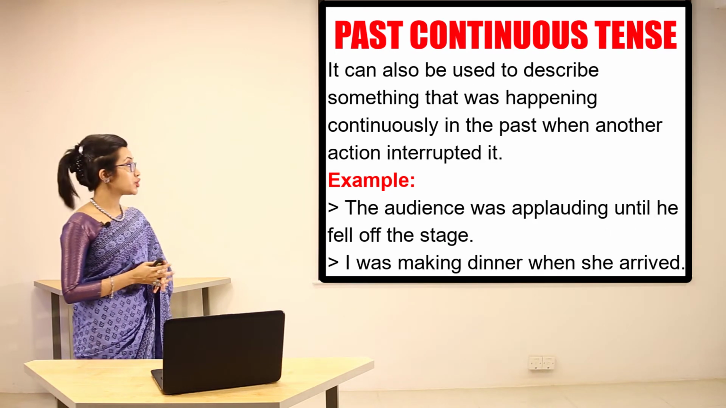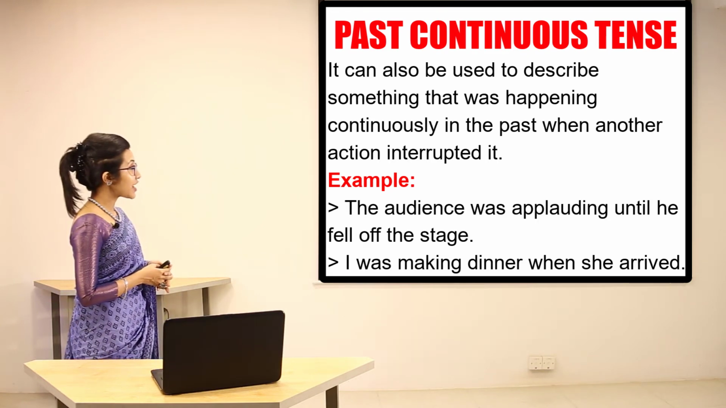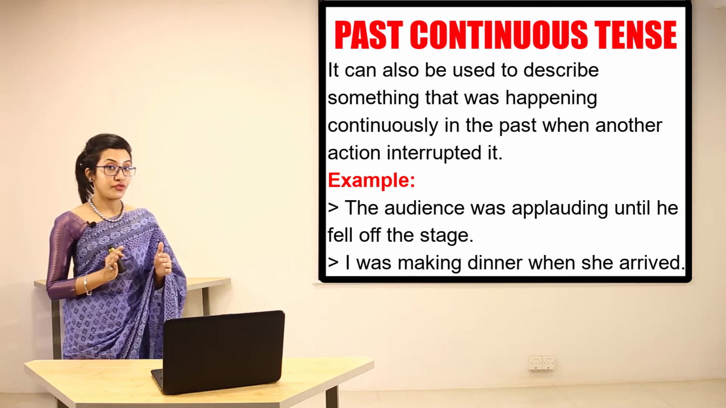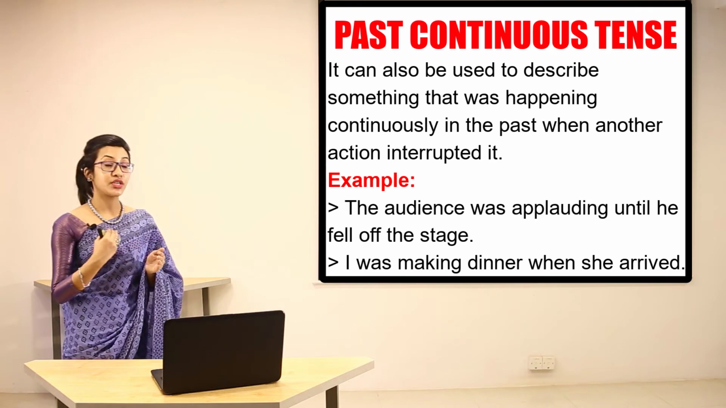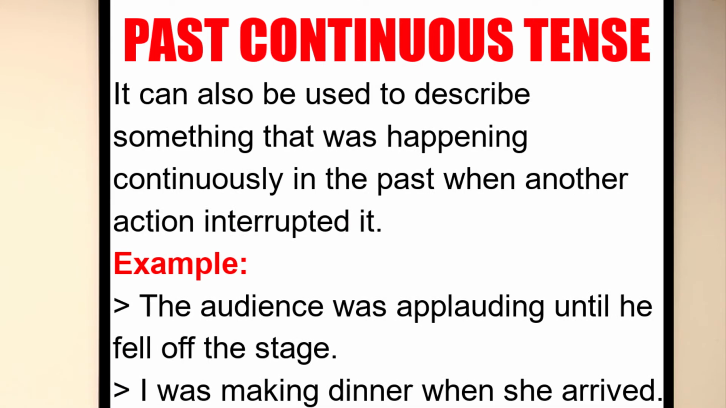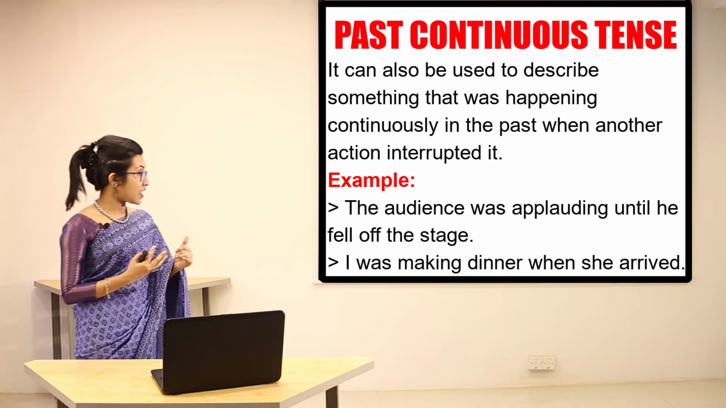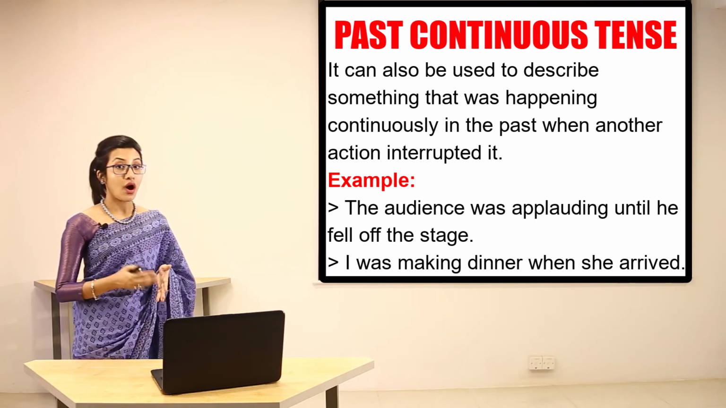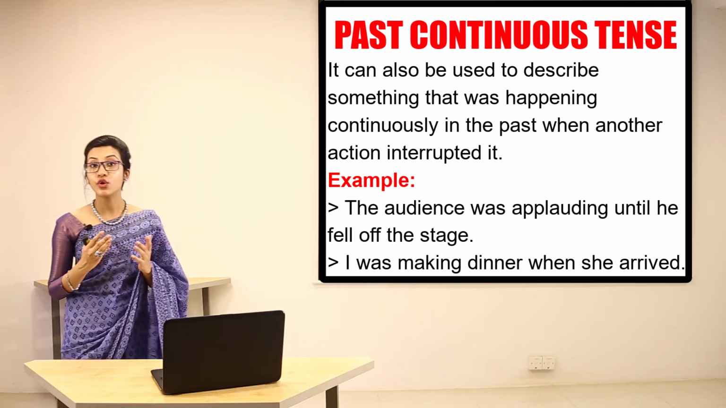It can also be used to describe something that was happening continuously in the past when another action interrupted it. So if there are two actions that both happened in the past and in between another action interrupted, then we can use past continuous tense. For example, the audience was applauding until he fell off the stage. I was making dinner when she arrived. So her arrival interrupted my action of making dinner or cooking.